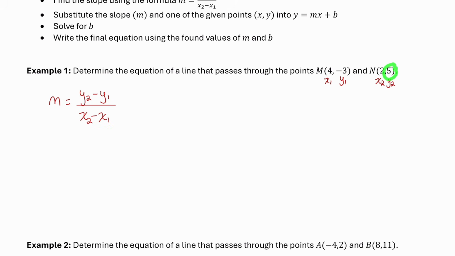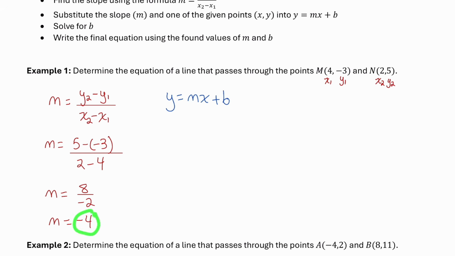y2 minus y1 would be 5 minus negative 3, and then x2 minus x1 would be 2 minus 4. And that gives me 8 over negative 2, which is negative 4. So my slope is negative 4, but I don't have my y-intercept yet. So into y equals mx plus b, I'll sub my slope of negative 4 in for m, and then pick either of these 2 points to sub in for my x and my y. I think I'll pick point n to be my x and my y.